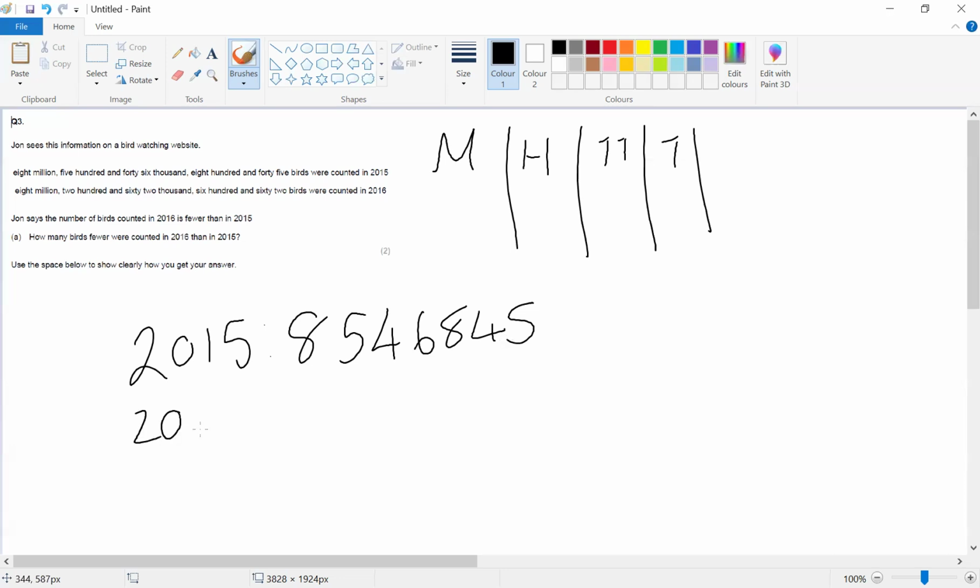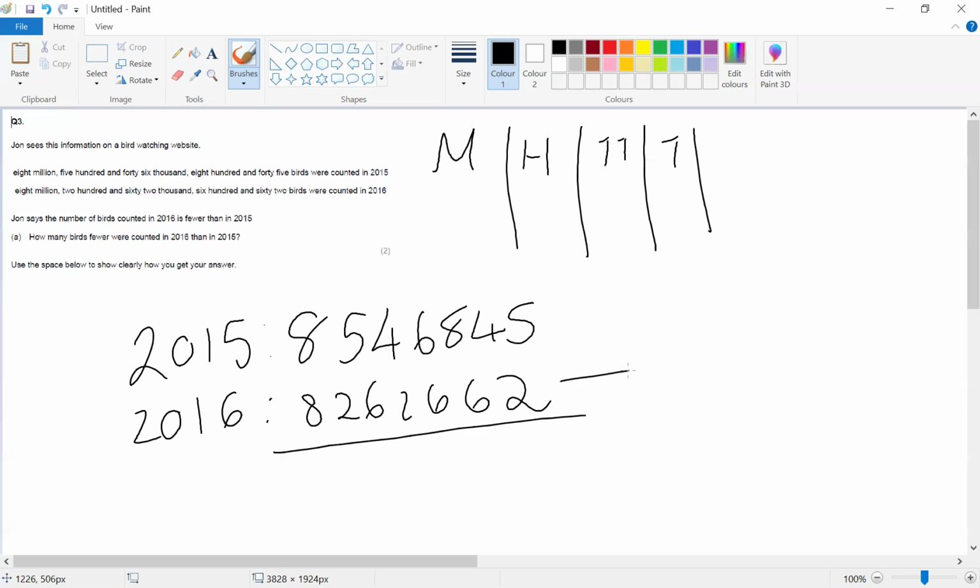And for 2016, it is 8,262,662. Then it says how many birds fewer were counted in 2016 than in 2015. So we're going to be taking them away. Now you can use column methods for this if you line your numbers up well, or you can use a calculator. I have put on the question that you can use a calculator. So I'll just type this in. So I got that it's 284,183 birds fewer.